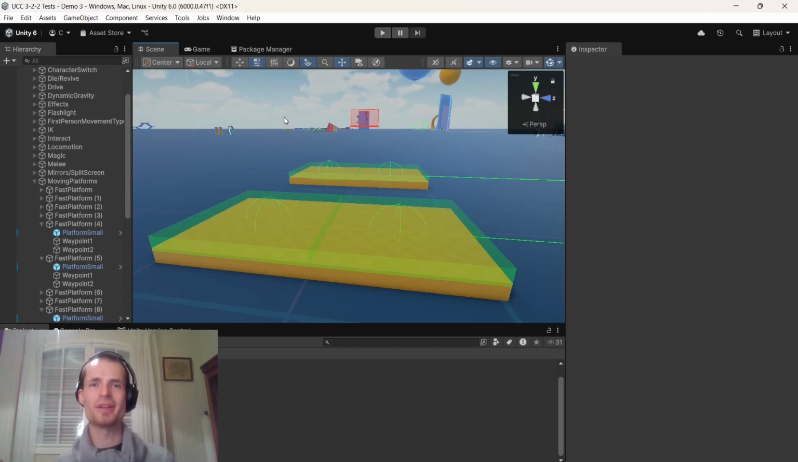Hi guys, Sheo here. Tonight we're going to talk about an issue with moving platforms in Ultimate Character Controller 3. So this is the moving platform section of the demo scene, where I made a few experiments.